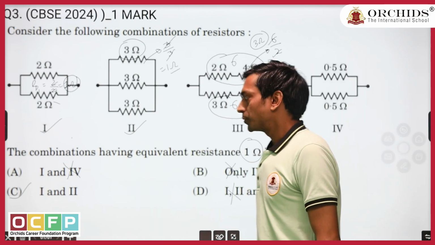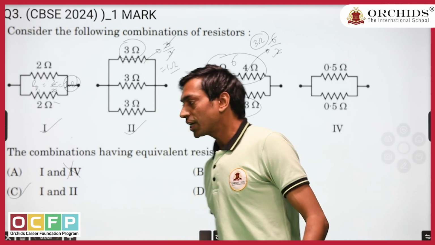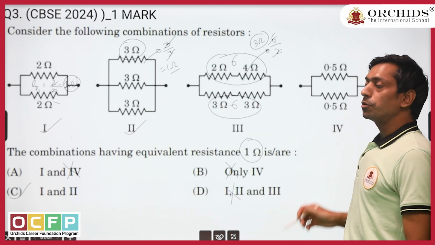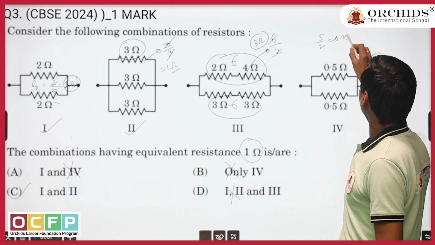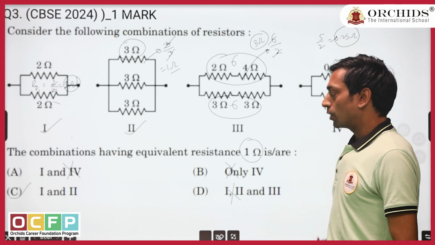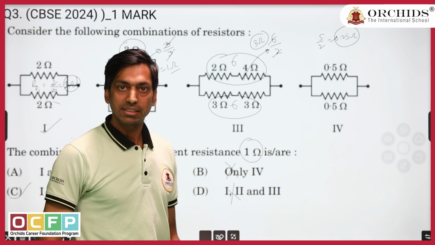We don't need to check option number 4. We got the answer, that is 1 and 2. And by the way, if you check option number 4 also, that will give you 0.5, 0.5. Half of 0.5 is 0.25 ohm. But we are interested in 1 ohm. So the final answer we are having is option C. That is our correct answer.